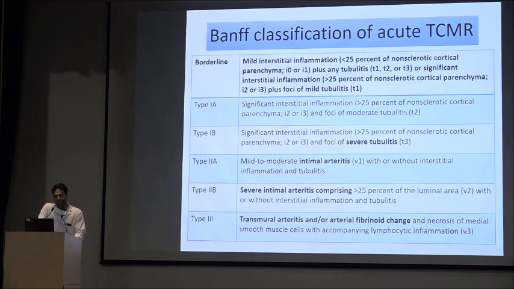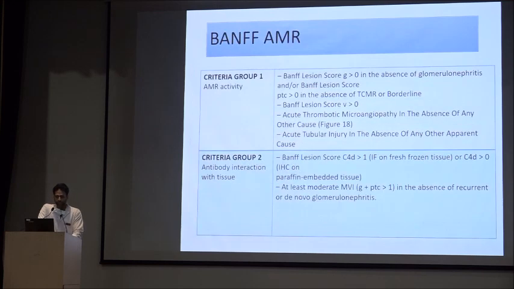As per the severity of acute T cell rejection, it is graded from grade 1 being less severe to grade 3 being the most severe on the biopsy. Interstitial inflammation, if it's more than 25%, then in grade 1B tubulitis starts. In grade 2, arteritis starts, in which there is mild to moderate arteritis in the intima. Grade 2B is severe intimal arteritis, and grade 3 is transmural arteritis or arterial fibrinoid changes.